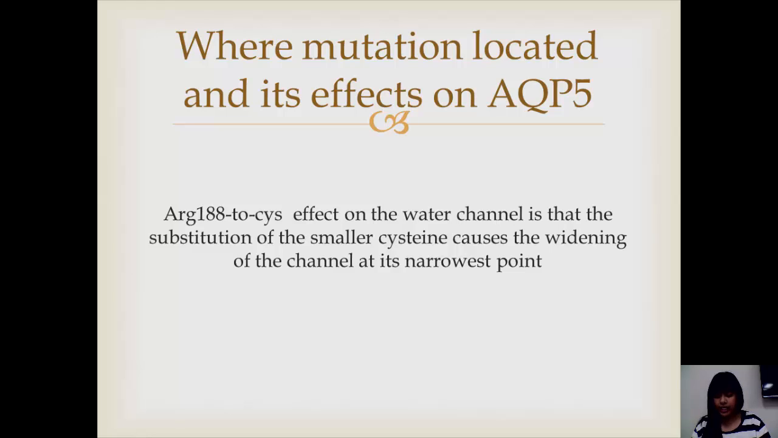And the last mutation, when arginine changes to cysteine, the effect the substitution has on the water channel is that the smaller cysteine causes a widening of the channel at its narrowest point. Also, arginine at position 188 is a key component of the constriction point in the water channel and is the most highly conserved of all the AQP5 amino acid variants identified.